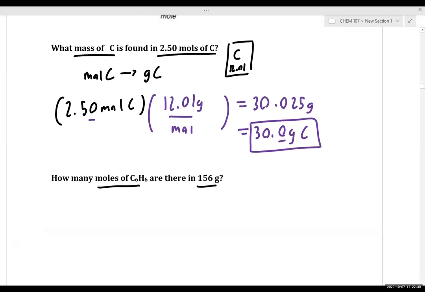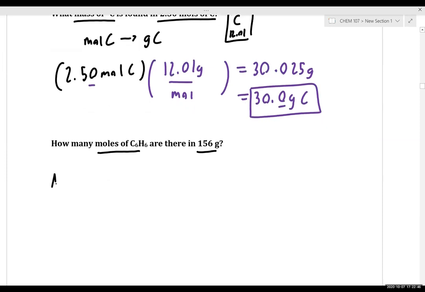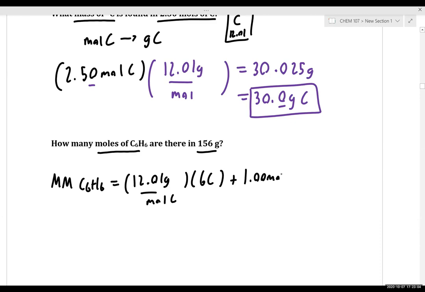Let's look at this next case. We're asked how many moles of C6H6, which is benzene, are there in 156 grams? So first we need to calculate the molar mass of C6H6. So we take the mass of carbon, which is 12.01 gram per mole of carbon. We know that we have 6 carbons. We then take the mass of hydrogen, which is 1.00 gram per mole of hydrogen, and we multiply by our number of hydrogens.